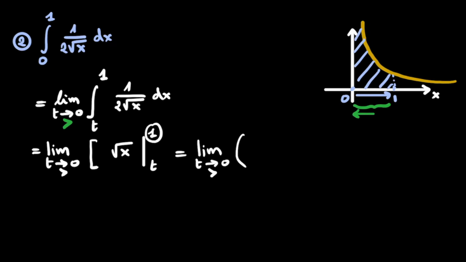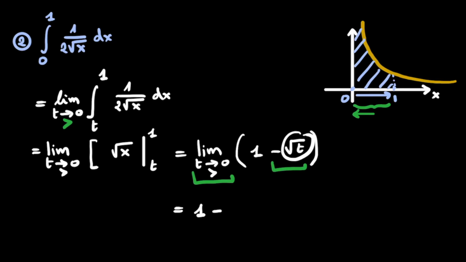We fill in the upper boundary in our function, so the square root of 1, which obviously simply becomes 1, minus filling in this lower boundary, which becomes the square root of t. Then we apply this limiting procedure, which only has an effect on this minus square root of t, because this 1 doesn't contain any t, and we get the following. We get this 1 minus the limit of t going to 0 from above of the square root of t, which is simply filling it in, the square root of 0. And we see that our result in this case is simply 1.